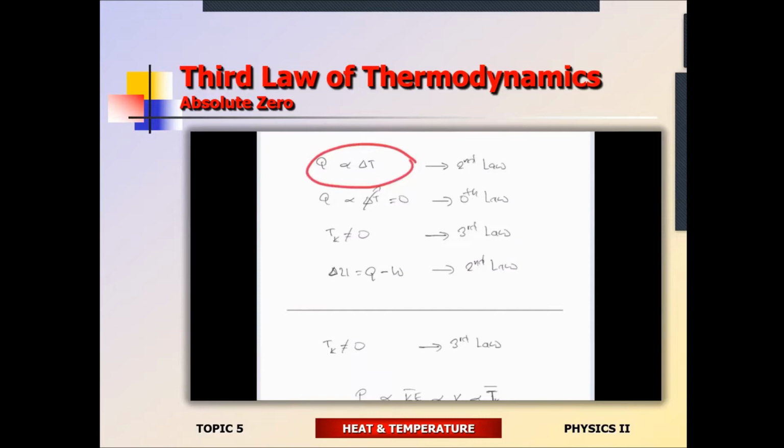There's a second explanation you can come up with, which is at absolute zero, the average kinetic energy of the molecules will be zero, which means that some of the molecules will have kinetic energies more than zero.